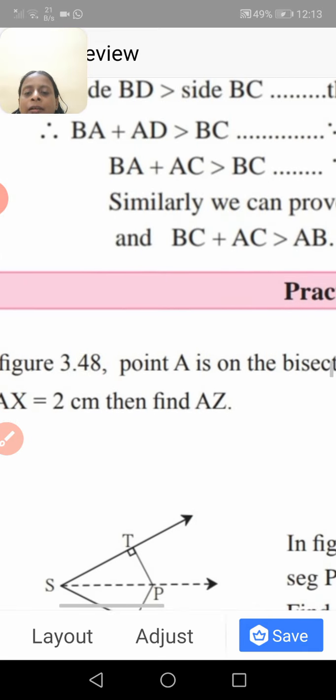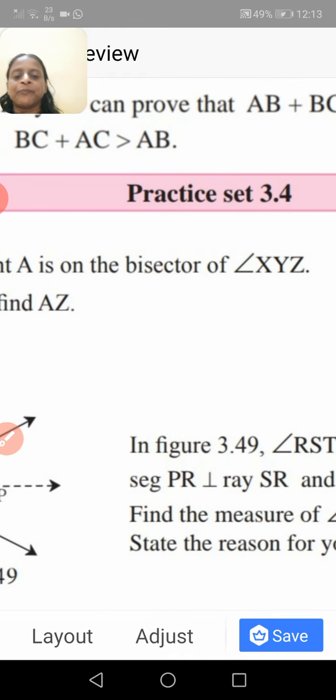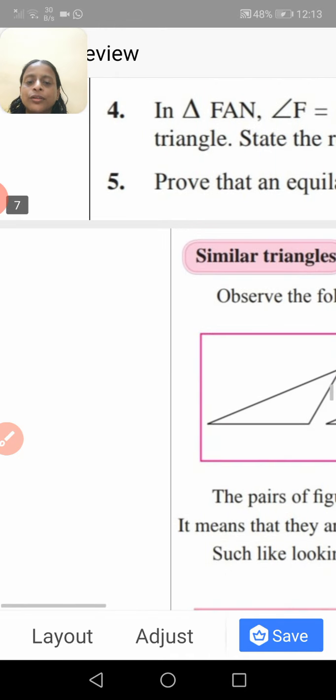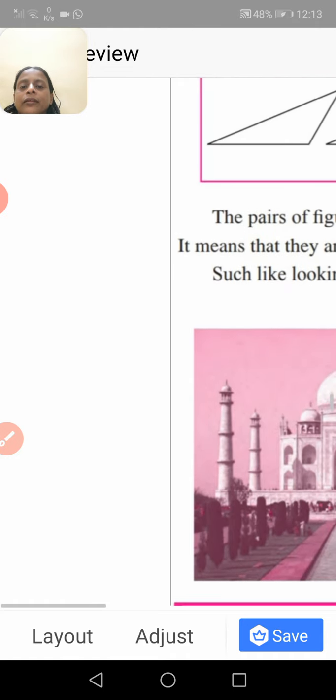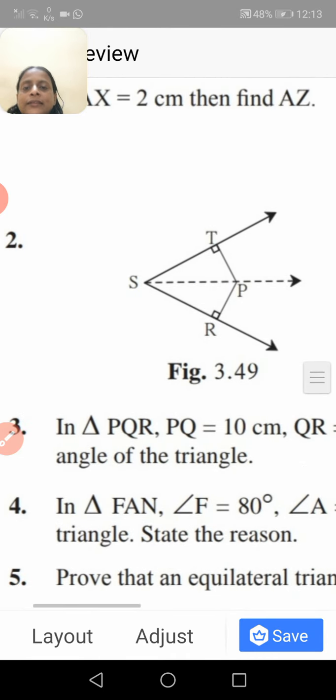Okay. Using these theorems, whatever we have learned here, we can easily solve these example problems or the given practice set. Go through the practice set. We can very easily solve these 5 questions.